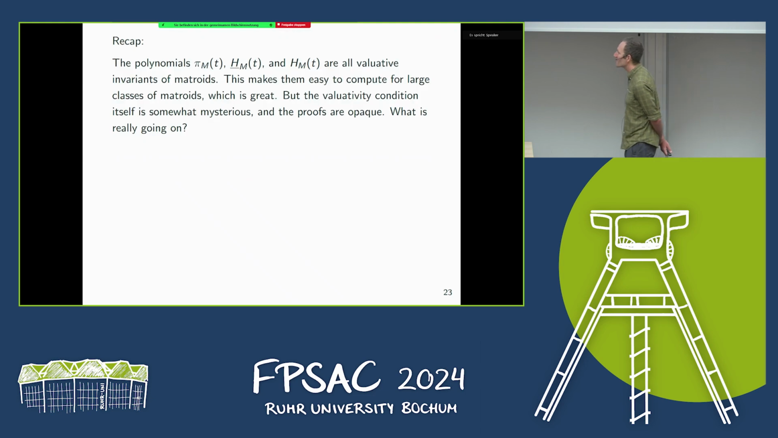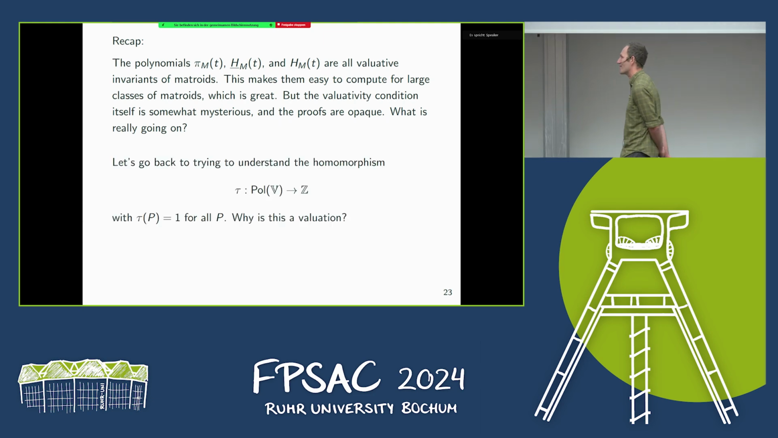Okay, so just to quickly recap, I have these polynomials: the Poincare polynomial, the Chow polynomial, the augmented Chow polynomial. They're all valuative. That makes it really easy to compute, which is great. But the valuativity condition itself is kind of mysterious and the proofs are opaque. So I want to understand better what's really going on with valuativity. What's behind these theorems? Why are these things valuative?